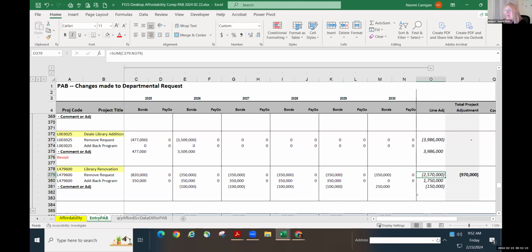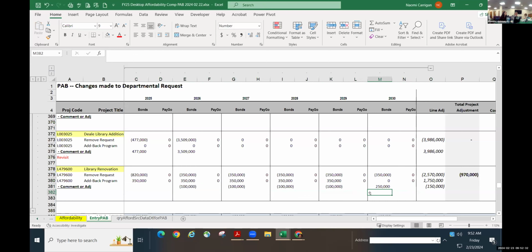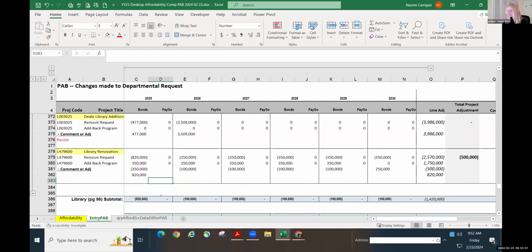Okay, so they were requesting 2.6 million. They're getting 1.6 million. No, we were going to take 25 to the 820. Oh, yeah, I'm like, this doesn't look right. There we go. So they're getting 820 in fiscal year 25. The out years are being reduced from 350,000 to 250,000 for a net reduction of only 500,000. Yep. Okay. Look at that.